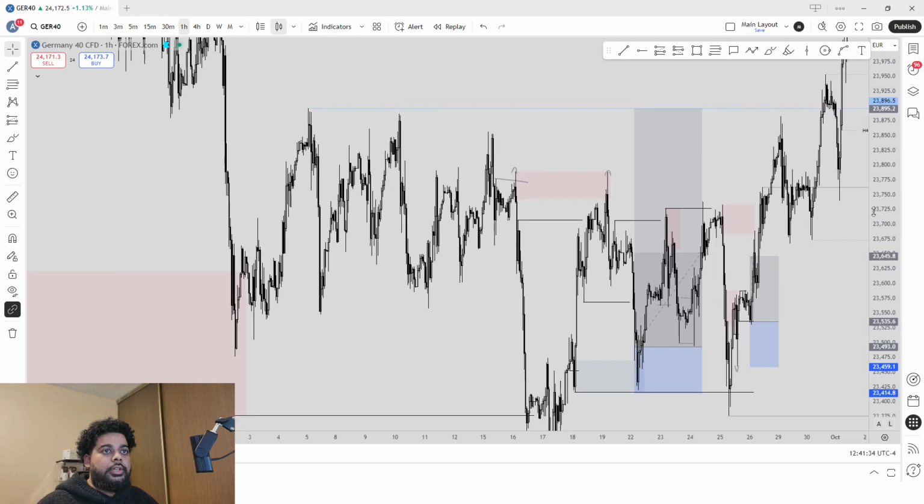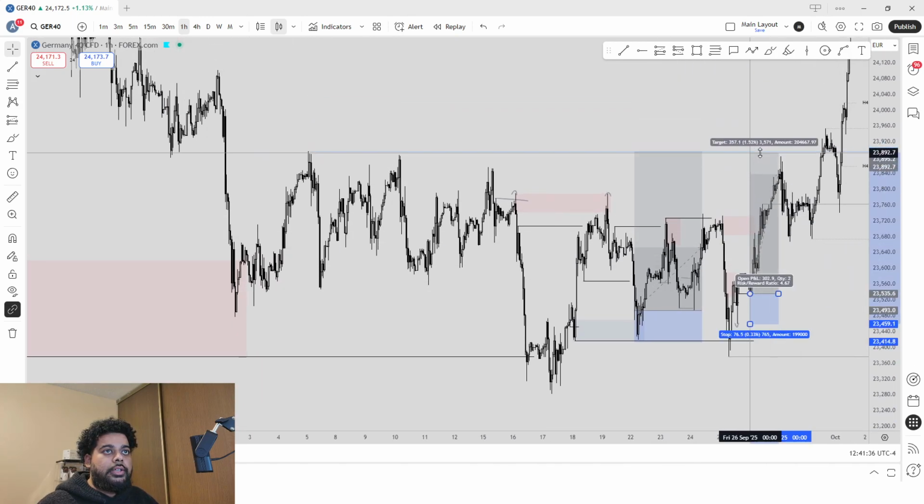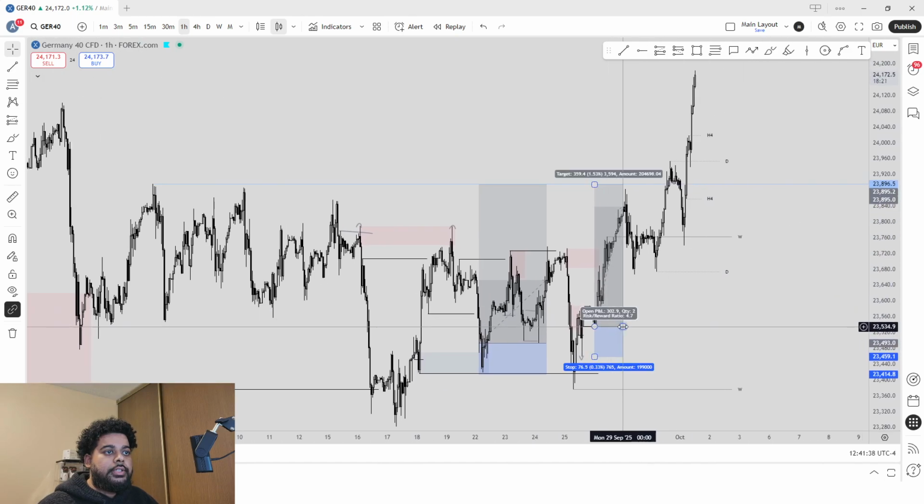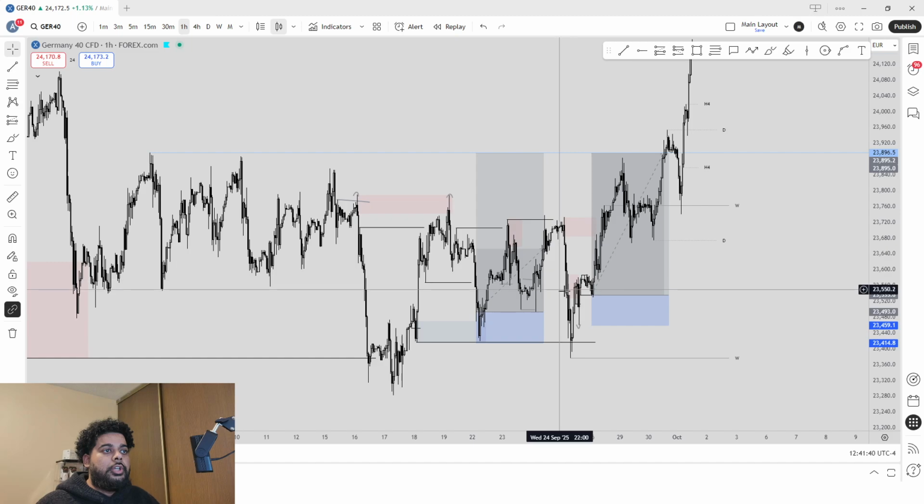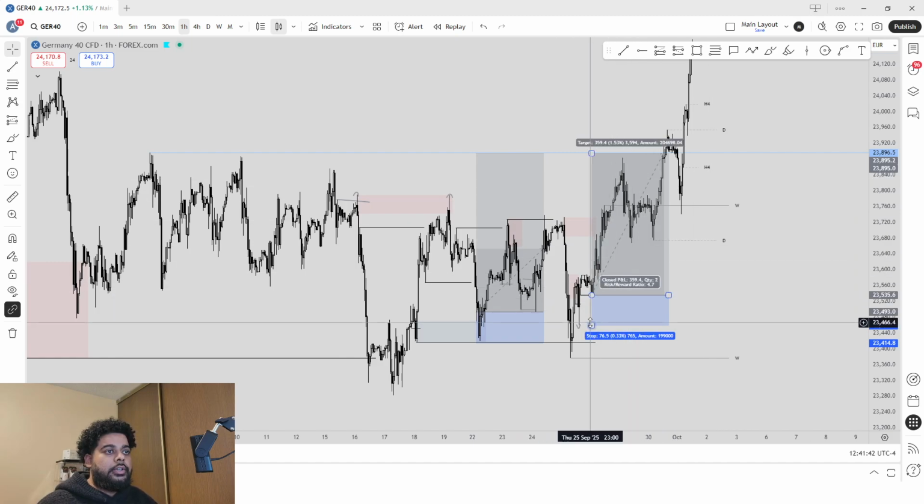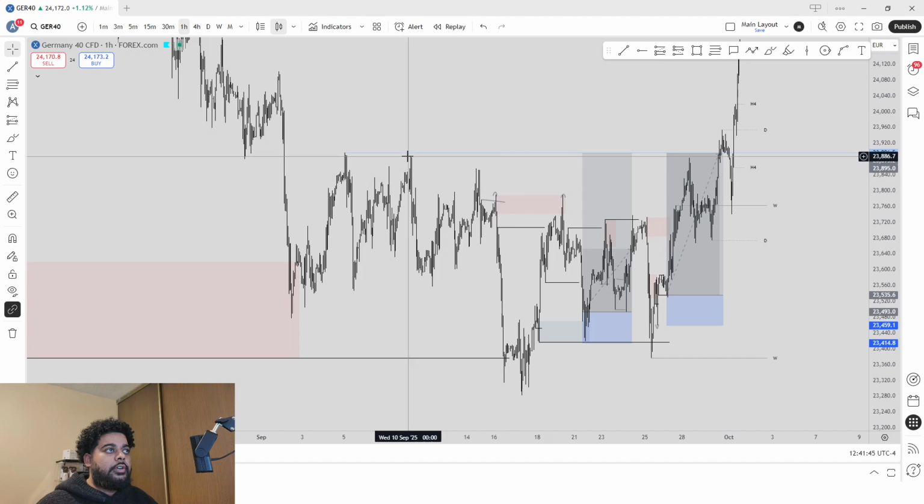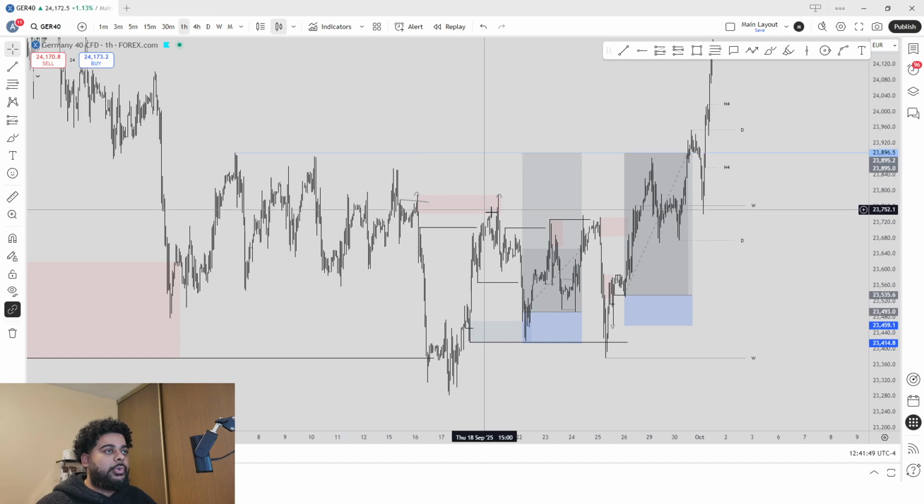Very, very simple trade towards the highs. And there you go. We had entry, stop loss, and then the target was ultimately up here, understanding that that's where sellers' liquidity is.